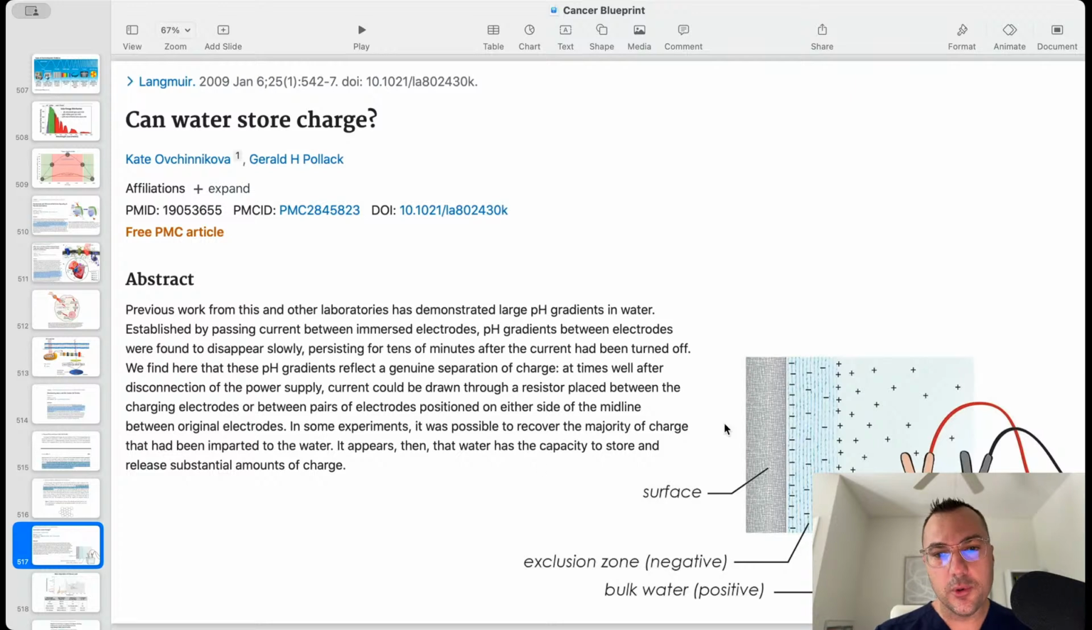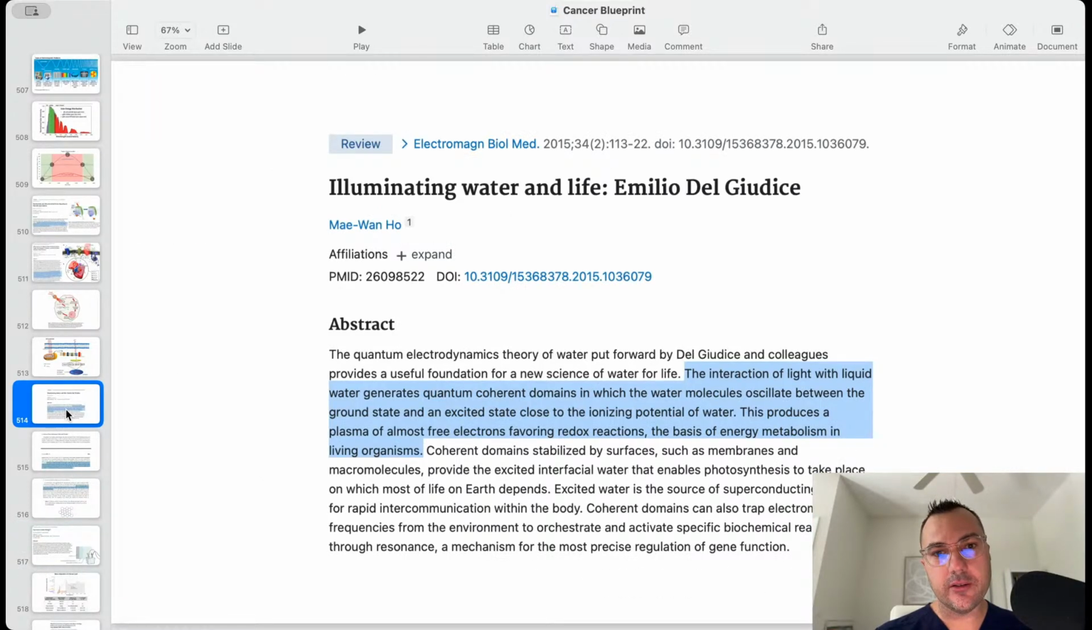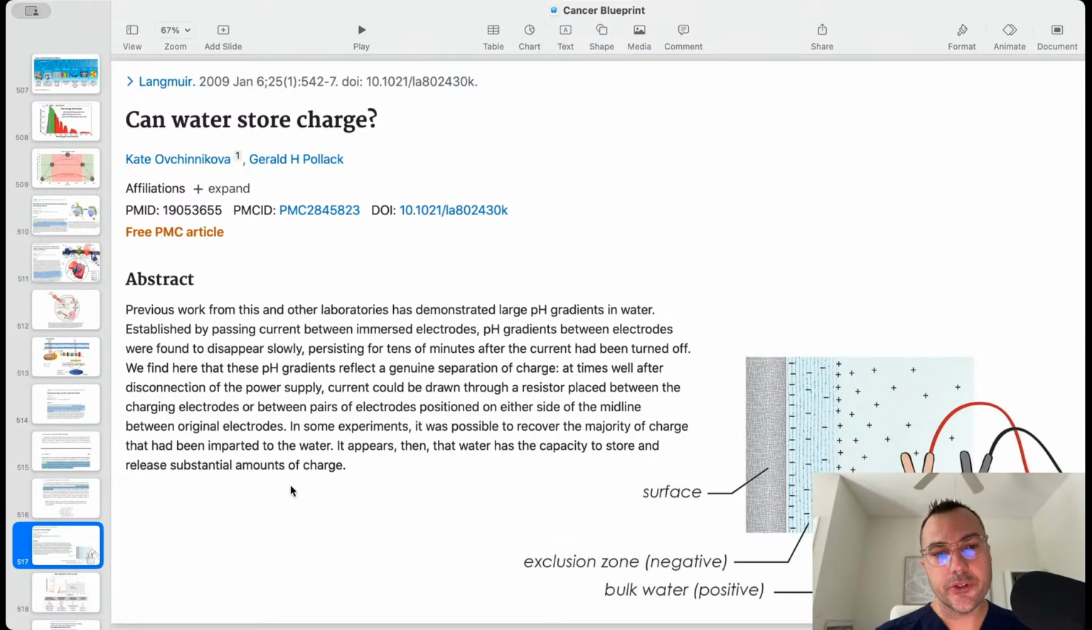And what they were able to find was essentially the same, how do I want to say it? They found the same information, but from a different way of looking at it. And so what Del Giudice and colleagues and Mae-Wan Ho referred to as coherent domains, Dr. Pollack refers to as exclusion zone or EZ water.